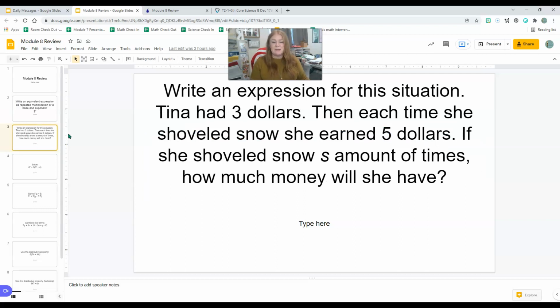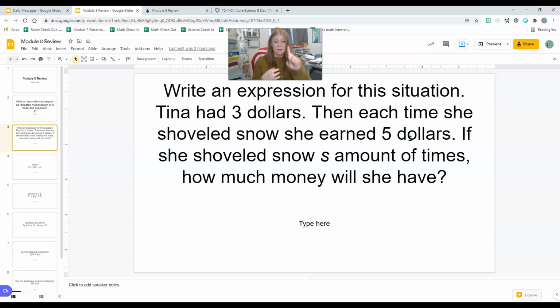Okay, slide number 3 says write an expression for the situation. Expressions do not have equal signs. It is just the problem you would do. Tina had $3. She has this. Then each time she shoveled snow, she earned $5. That's right, she's getting more money, but it's each time she does that.